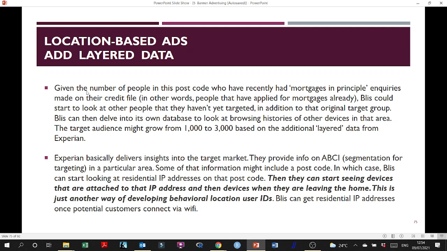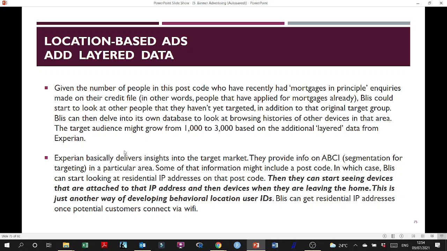So given the number of people in that postal area, you have recently had, for example, mortgage in principle inquiries made for a credit file. Bliss could start to look at other people that they haven't yet targeted, in addition to that original target group. So you can expand your target group, or you can just say that I'm doing the right job, I shouldn't be expanding, I just need to focus on the group that I'm working on.